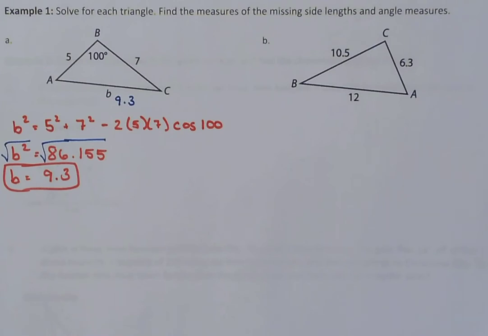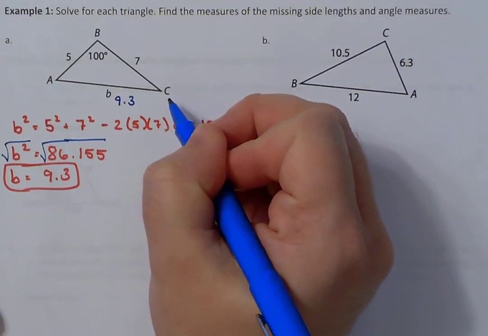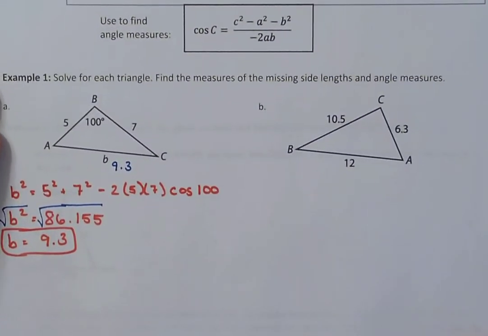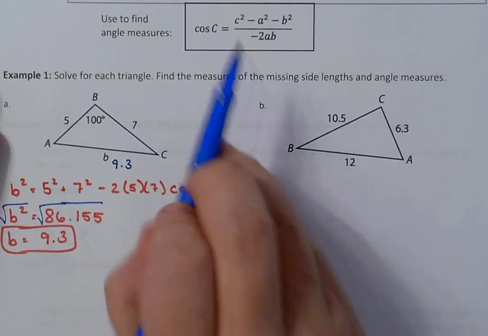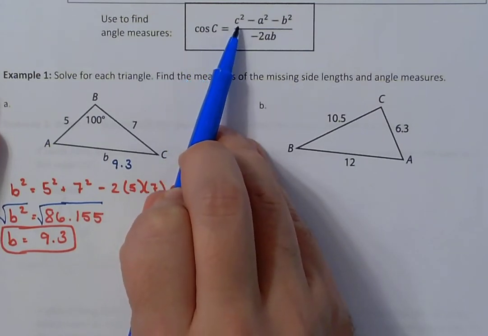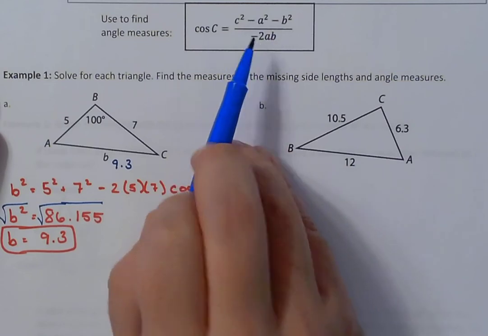Because the law of cosines that I have up here is in terms of C, let's go ahead and do it in terms of that first. So let's go through and figure out the measure of angle C. To figure out the measure of angle C, and I can bring this one down easier, it's cosine C equals C squared minus A squared minus B squared all over negative 2AB.